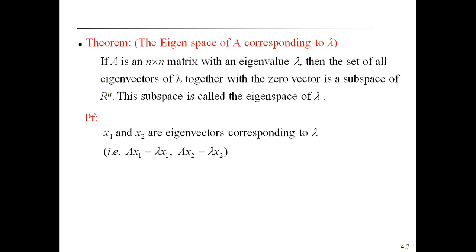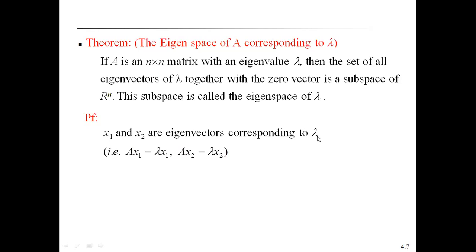Here also we can show that vector addition is closed and scalar multiplication is also closed with respect to the eigenvalues and eigenvectors. Then we say that the set of all eigenvectors of lambda together with the zero vector forms a subspace. Then this subspace is called the eigenspace of lambda. To prove this, first take two eigenvectors. Let x1 and x2 be two eigenvectors corresponding to lambda.